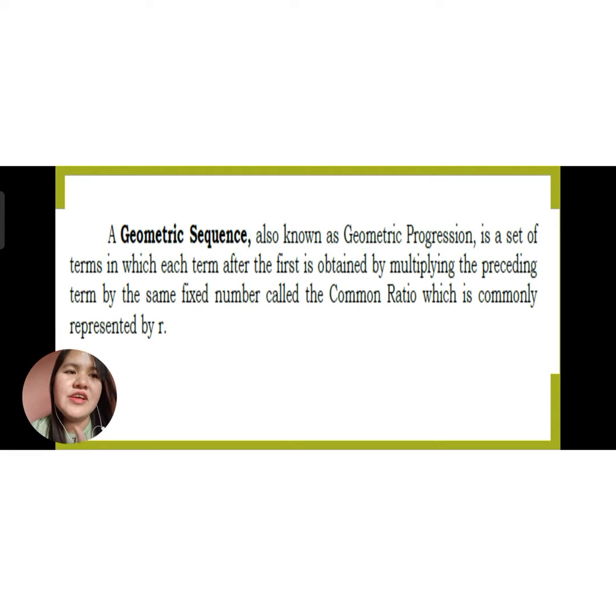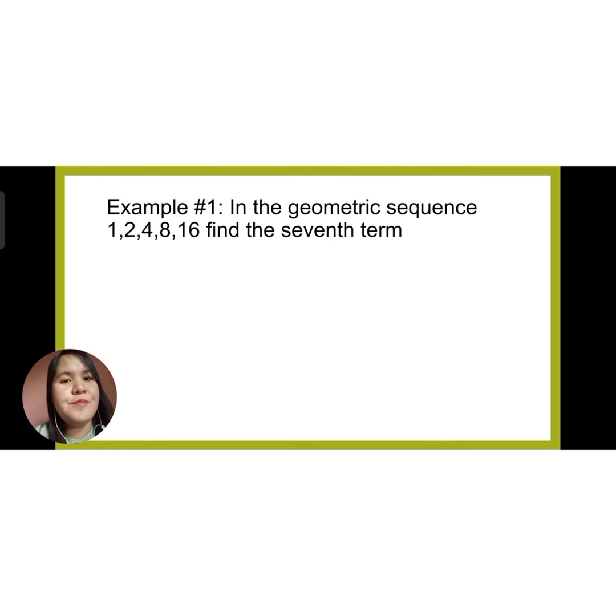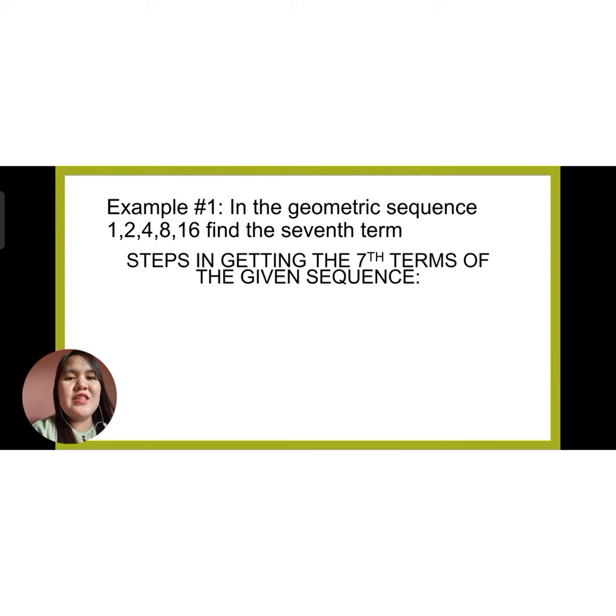Okay, remember, in the arithmetic sequence we have the common difference. However, in the geometric sequence, we have the common ratio. That is denoted as r. So, for your better understanding, let us have example number 1. In the geometric sequence 1, 2, 4, 8, 16, find the 7th term. We are going to find the seventh term. So, how are we going to do that? We have to follow some steps.